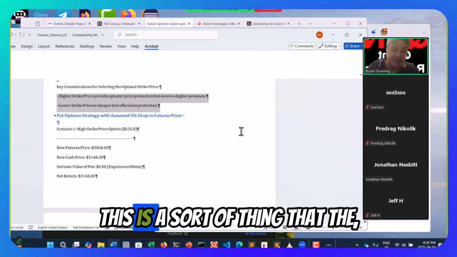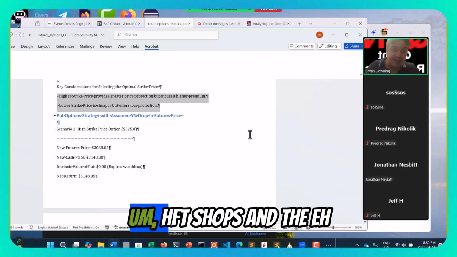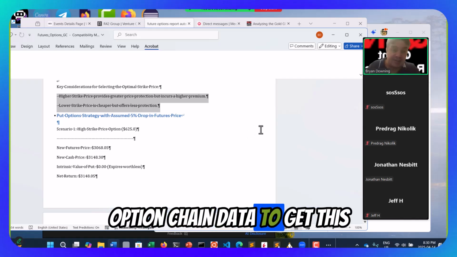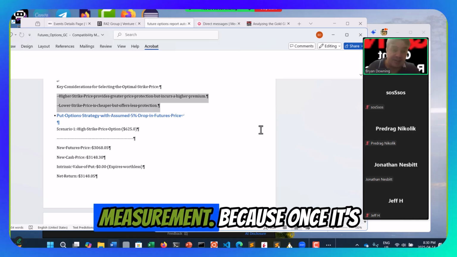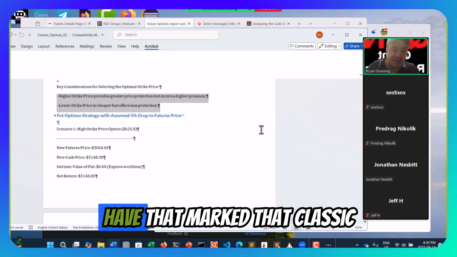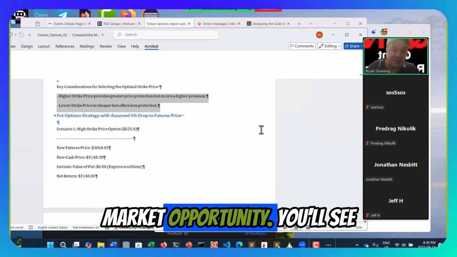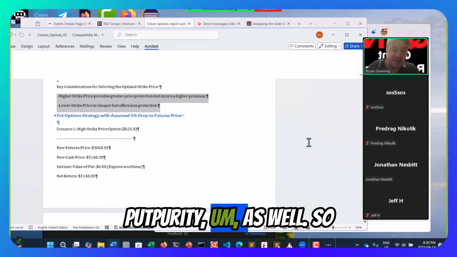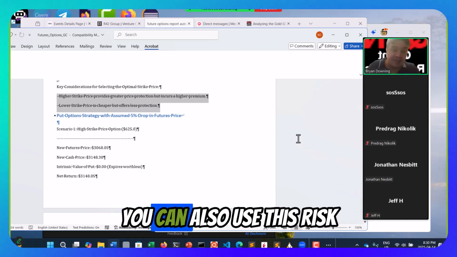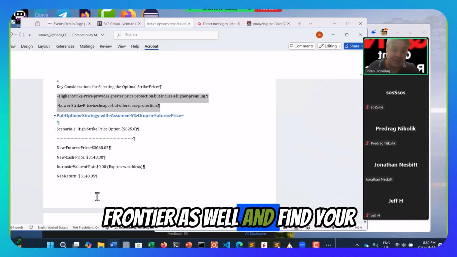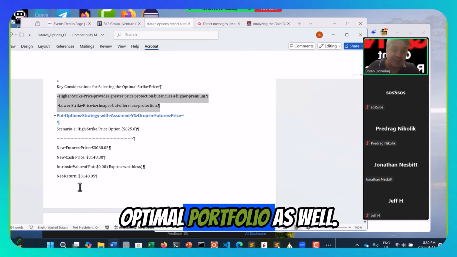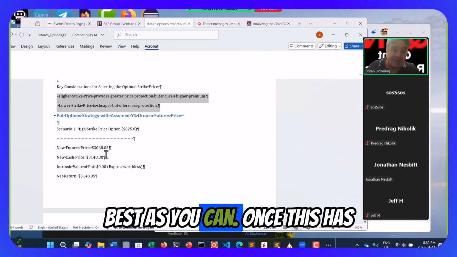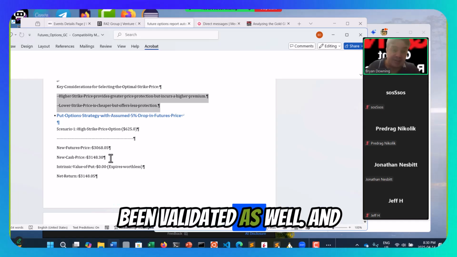And again, this is the sort of thing that the HFT shops and the hedge funds are looking at, using option chain data to get this measurement. Because once it's out of whack, that's where you have that classic market opportunity. You'll see that in oil with the call put parity as well. So that's really important. And then you can also use this risk frontier and find your optimal portfolio as well. That's why you want to use this stuff as best as you can, once this has been validated.